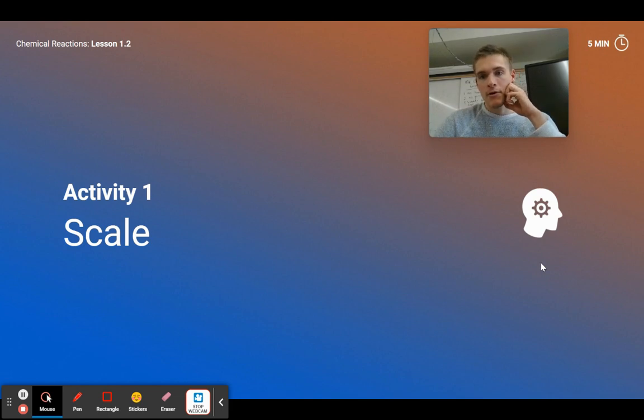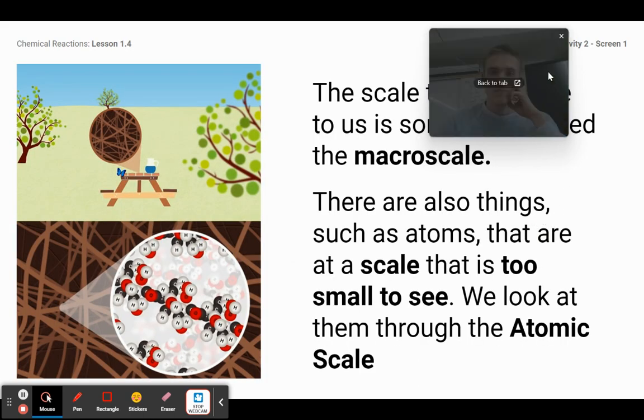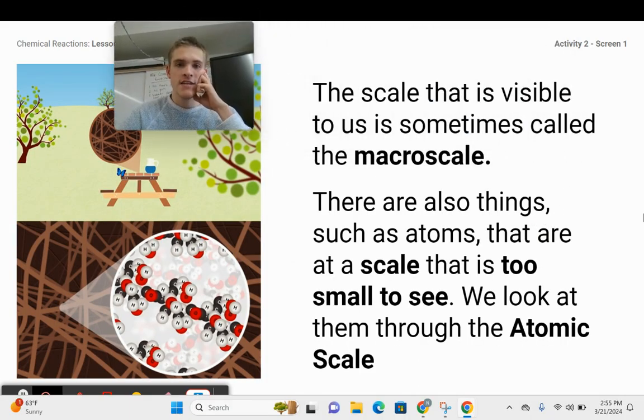Next, we have to learn about scale. A scale is the relative size of things. The scale that is visible to us is sometimes called the macro scale. It's what we see. There are also things like atoms that are at a scale that is too small to see. We can't see it with our naked eye. We look at them through the atomic scale.